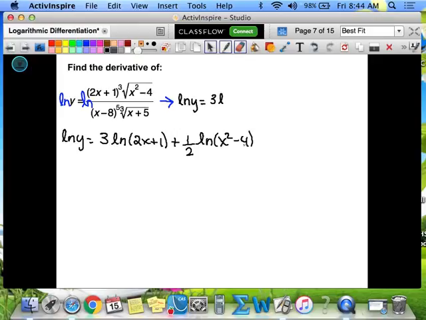Denominator gets a minus, right? Minus, what's going to happen to the 5? 5 natural log of x minus 8. Minus, because it's in the denominator. Cube root is what exponent? 1/3, which comes down in front.